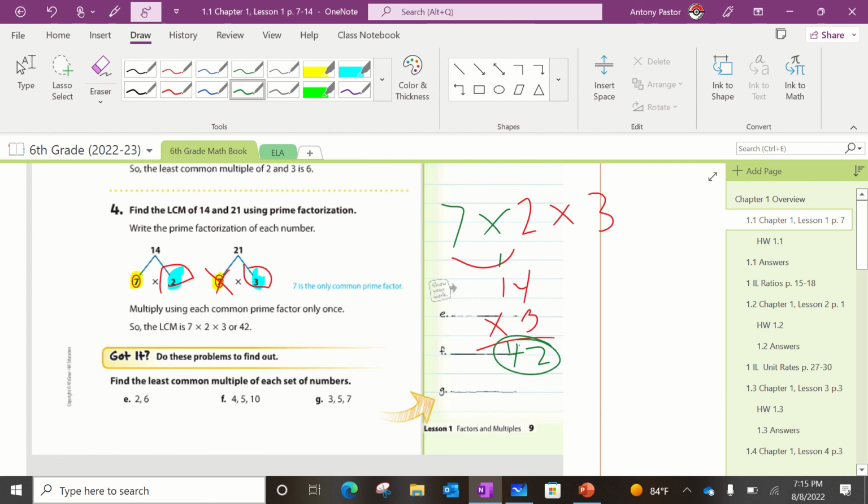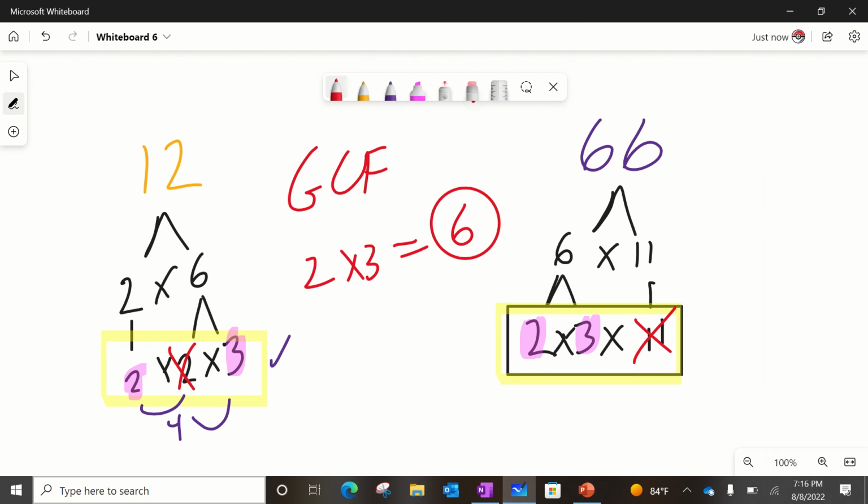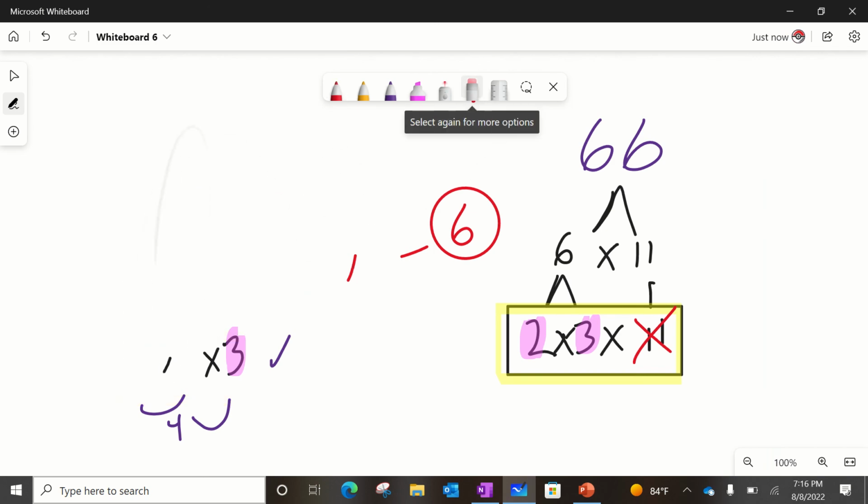I apologize, I had factors stuck in my head. Remember, 14 and 21. I'm trying to remember 14 and 21 so I can erase the screen and we can do this.